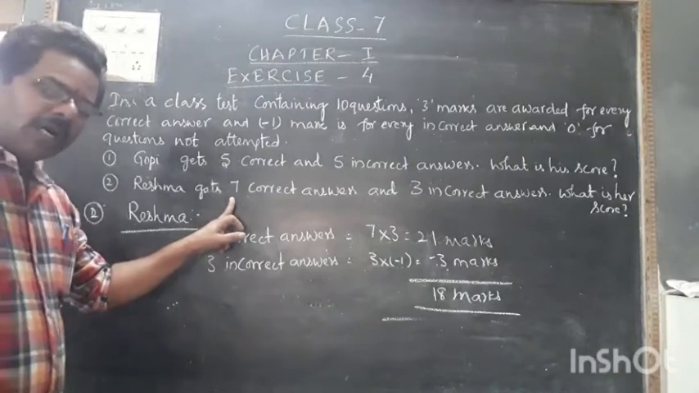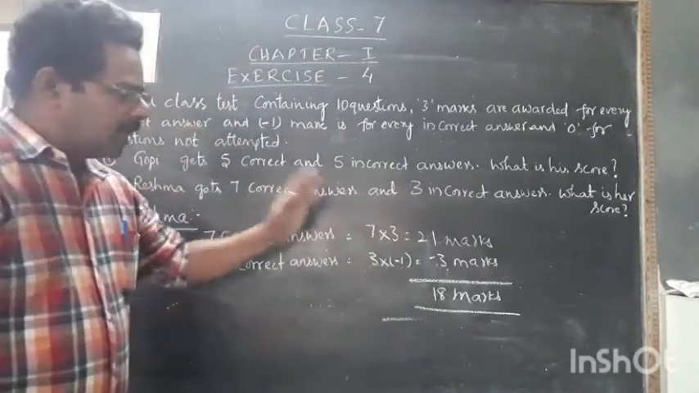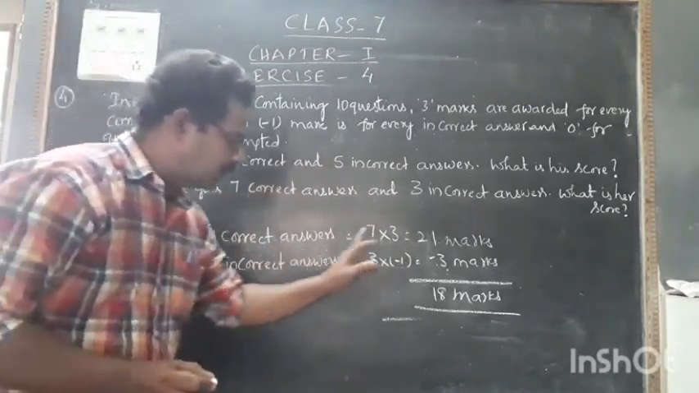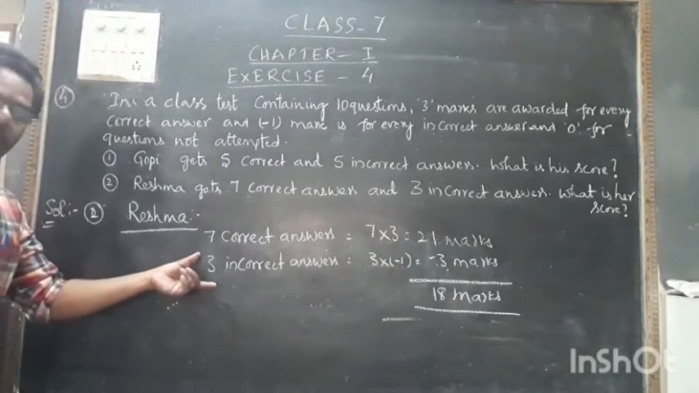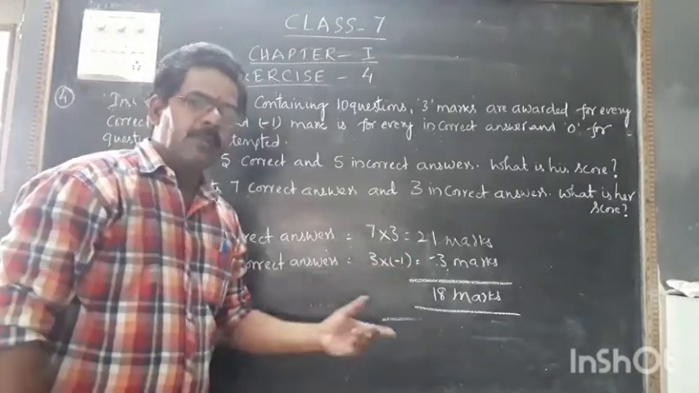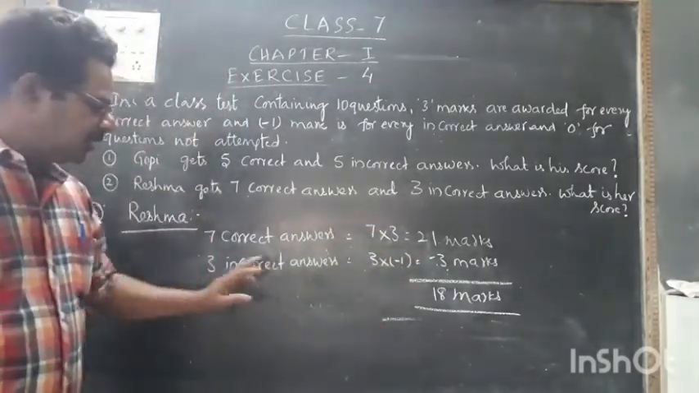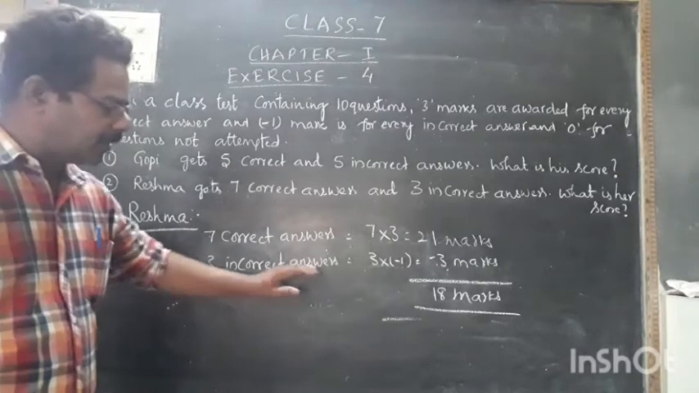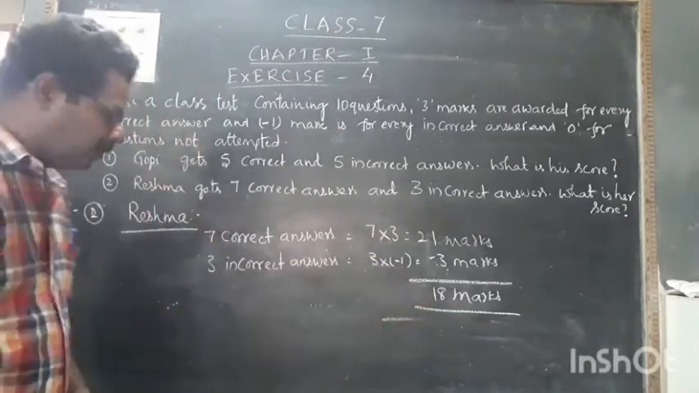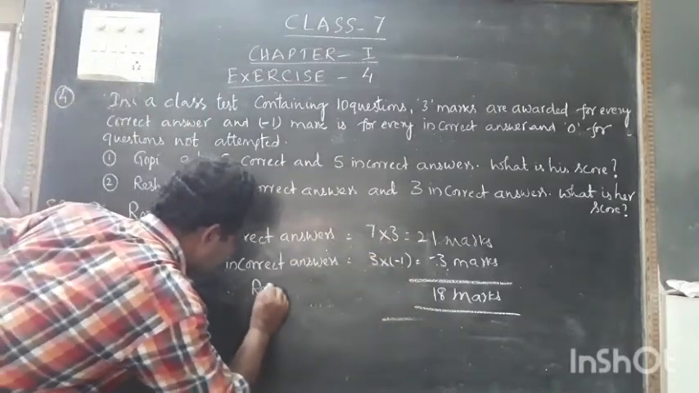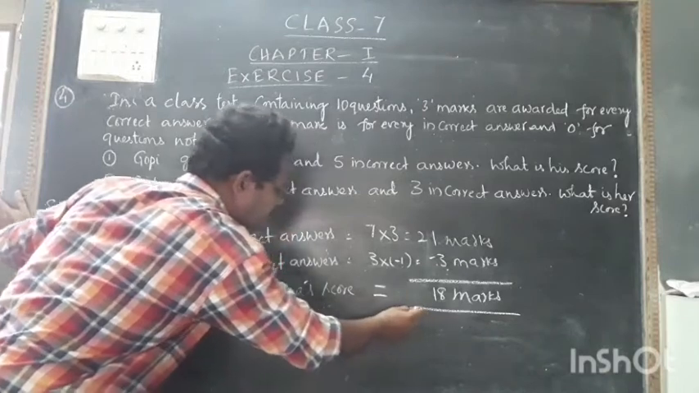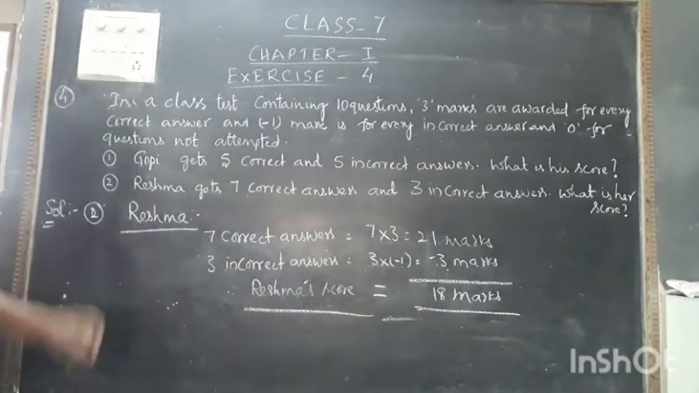7 3s are 21, she got. 3 3s are 9 marks, so 21 plus 9 is 30 marks. Out of 30 marks, she got only 21 marks, and the remaining 3 questions are wrong answers. If those were correct answers, 3 into 3 is 9 marks, you would get totally 30 marks. But she has made mistakes. 3 incorrect answers is 3 into minus 1, which is minus 3. So 21 minus 3 is equal to 18 marks. Therefore, Rashma's score is equal to 18 marks. Okay, please note down.